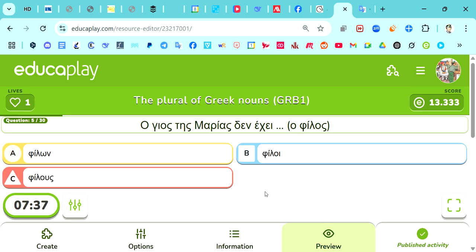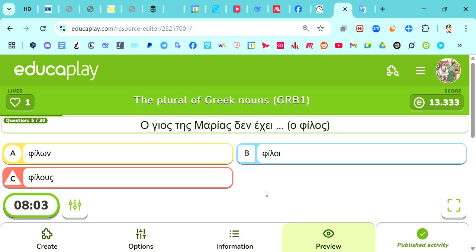Φίλοι with omicron iota. And notice if together with ita, it will be the feminine word. So φίλοι with omicron iota is not right because it's the masculine nominative plural. And here I need the accusative after the verb έχω, which requires an object. So it will be φίλους. Ο γιος της Μαρίας δεν έχει φίλους.